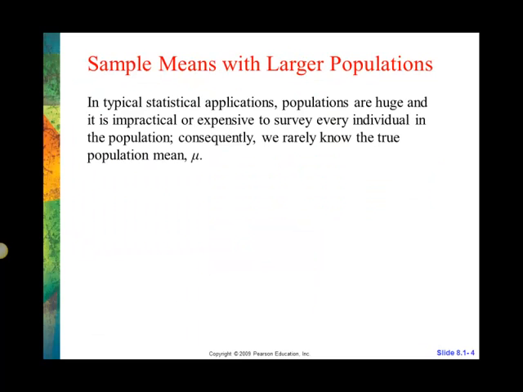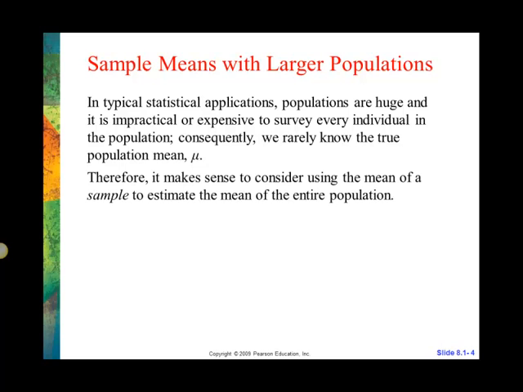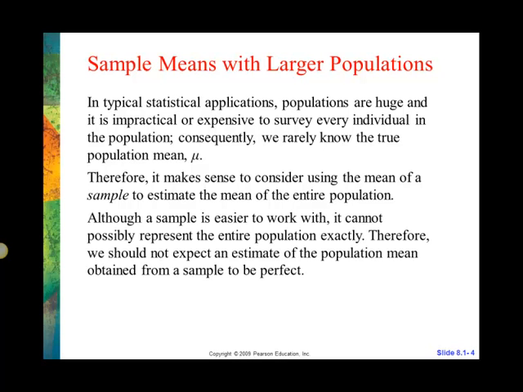And what they're saying here is that populations are huge. We knew that. We represent the population mean with mu, which is a Greek letter M. If we have a sample mean, we can use that as a way to estimate the population.